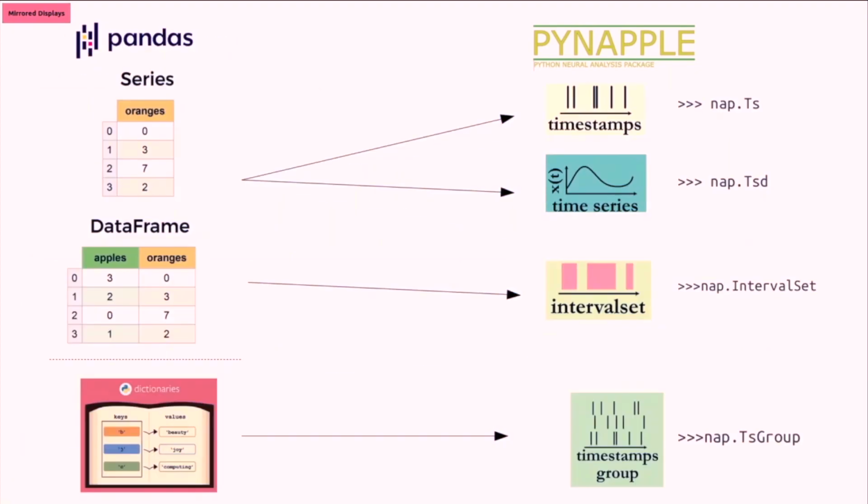Let's add 1 more, which is a TS group. TS group, of course, was made typically for populations of neurons. So if you have, for example, 10 neurons recorded together, that's a collection of timestamps. I think someone mentioned this issue yesterday: how do you stack together timestamps that don't necessarily have the same times? So here it's inherited from Python dictionary, and it appears like this.